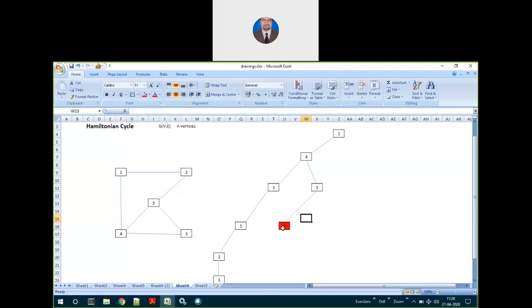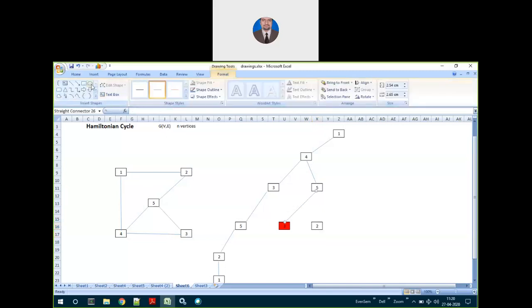Okay, so from 3 what else I can do? I can come back to 5. I can backtrack to 5. So from 3 I could come back to 5 here. So from 5, where else I can go? I can go to 2. Correct. So this time I will try to see that I can go to vertex number 2. So I will reach vertex 2 from 5. Okay, so let me connect the edge between 5 and 2. I could connect it over here. Fine.